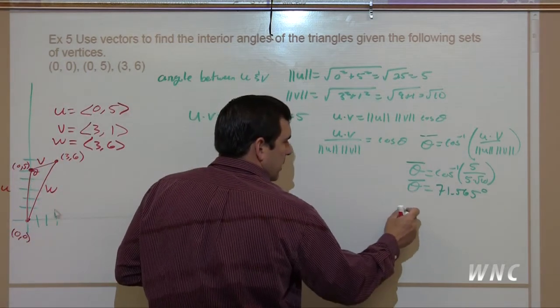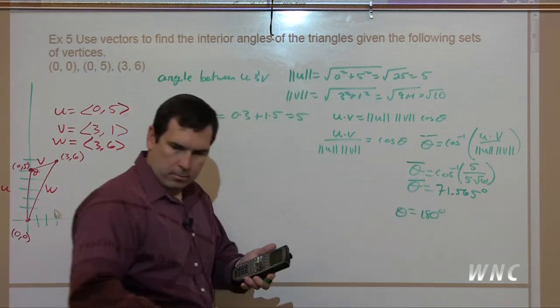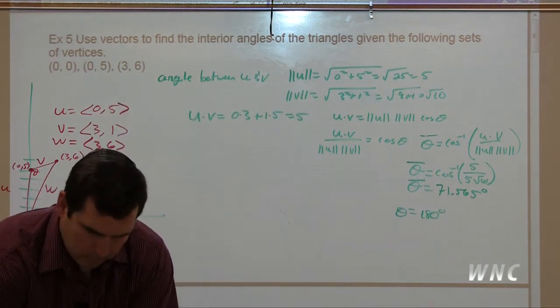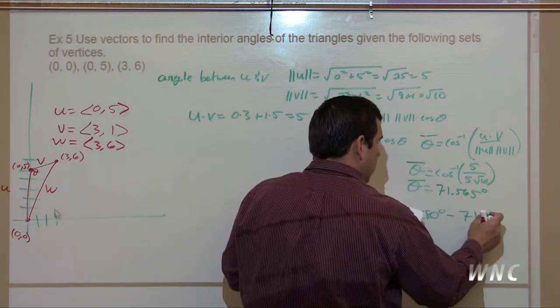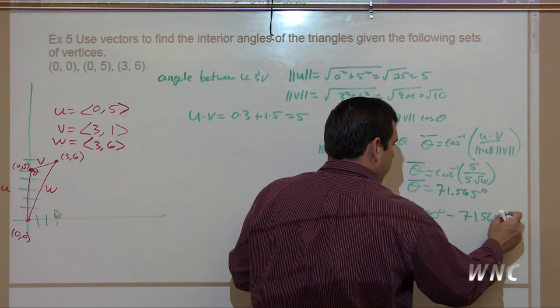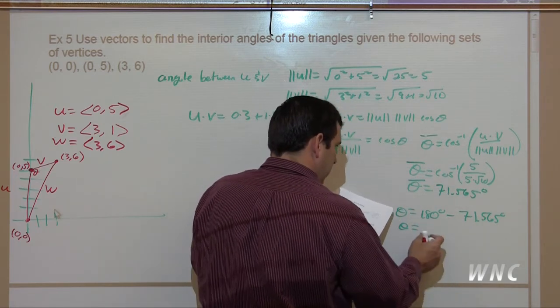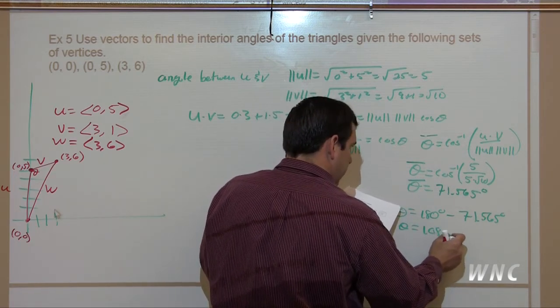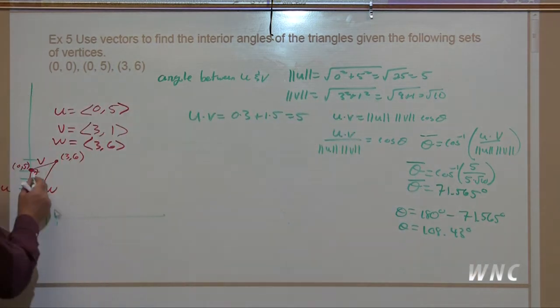So what it means then is theta is going to be 180 degrees minus the 71.565 degrees. So theta would be 108.43 degrees. And that's going to be this angle up here.